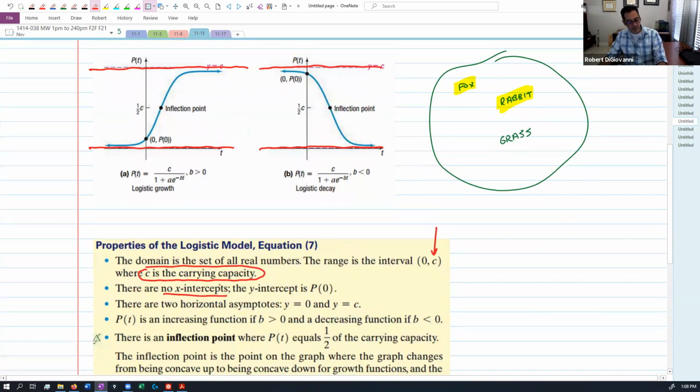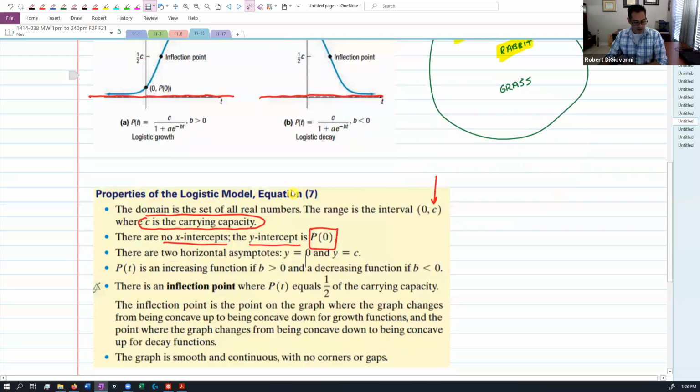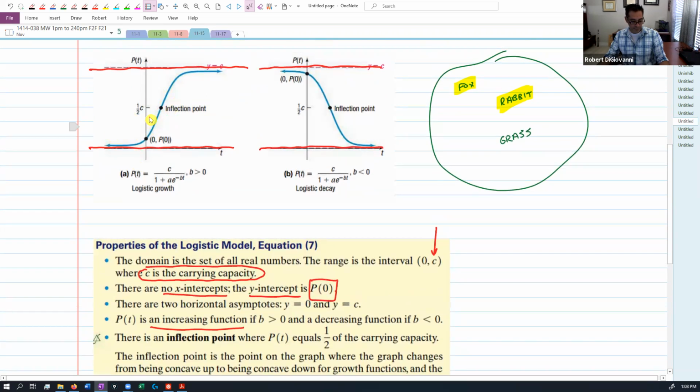There's no x-intercepts on a logistic model, it never hits the x-axis. The y-intercept is always p of 0. So it's what you get when you plug 0 into the function, right? That's that point right there and that point right there. And it's an increasing function if b is greater than 0. So that's this scenario. As you read it from left to right, it goes up. And it's a decreasing function if b is negative, so it goes down.